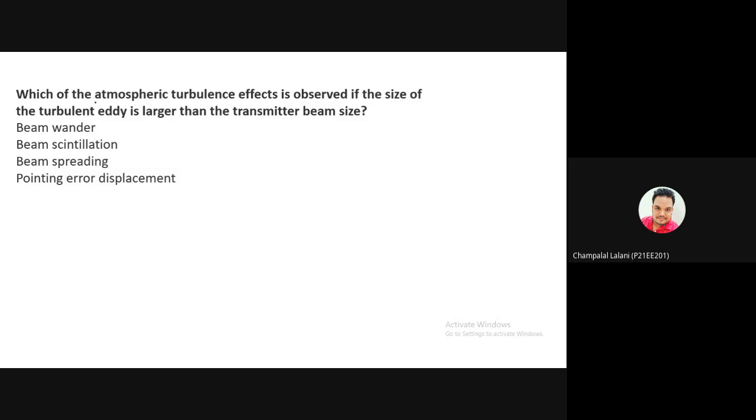Let's move to the next question. Which of the following atmospheric turbulence effects is observed if the size of the turbulent eddy is larger than the transmitted beam size? Beam wander. There may be multiple correct answers. So beam is spreading. See, the size of the turbulent eddy is larger than the transmitted beam size.